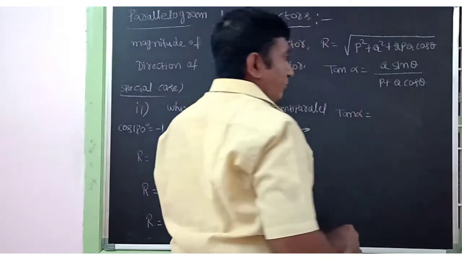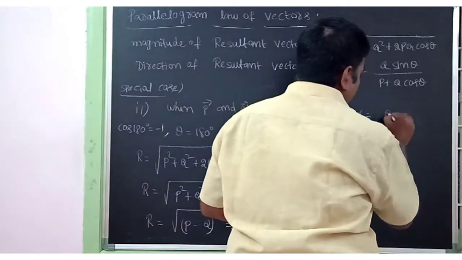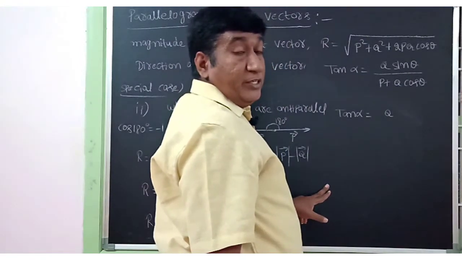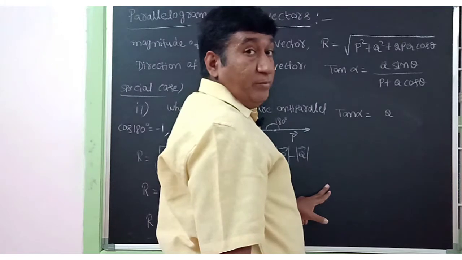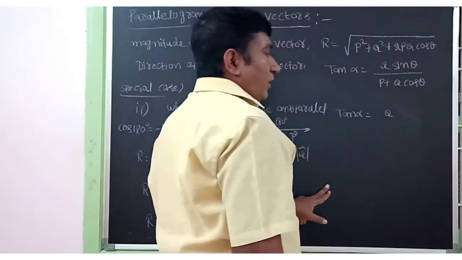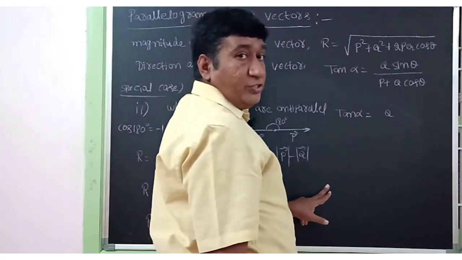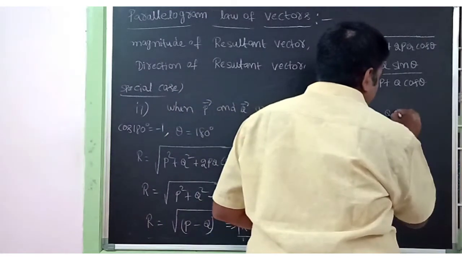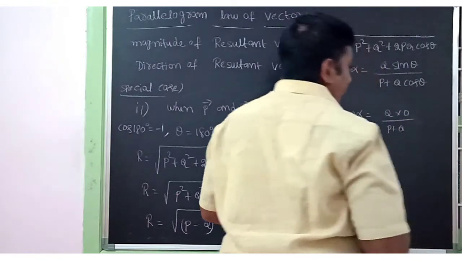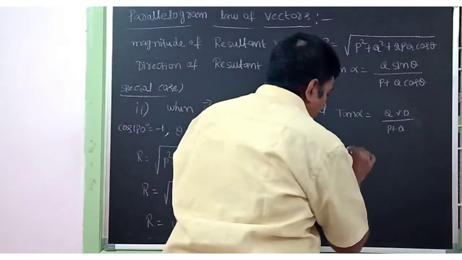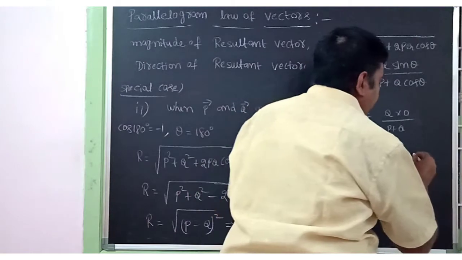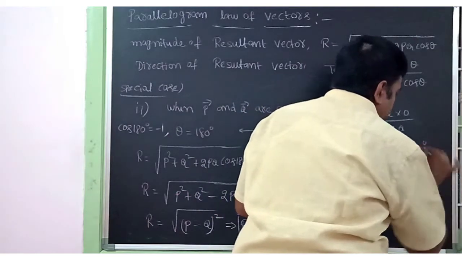So tan alpha is equal to q into sin 180. What's the value of sin 180? Sin 180 is 0, and cos 180 is minus 1. So I get 0 divided by p plus q cos 180, which gives 0. For this alpha value we can get either 0 or 180 degrees.